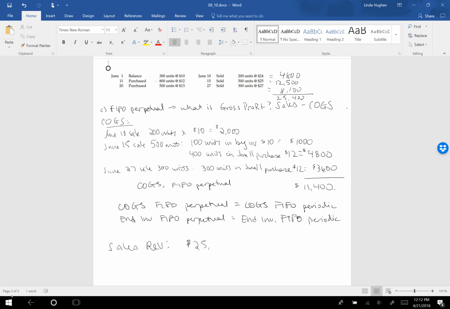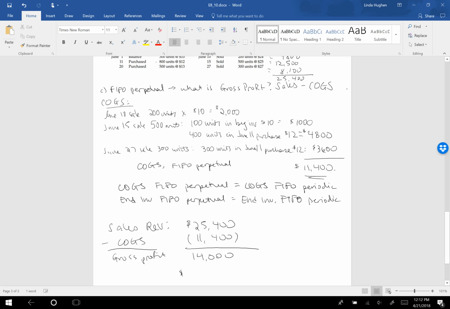So our sales revenue was $25,400 minus our cost of goods sold using the FIFO method, this $11,400, and so gross profit is $14,000.